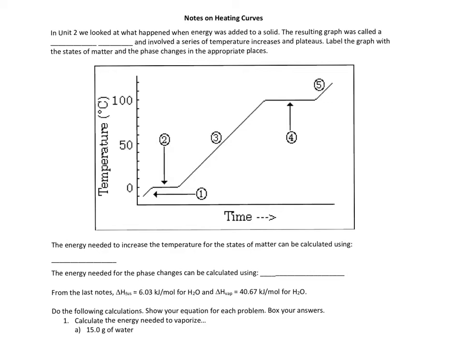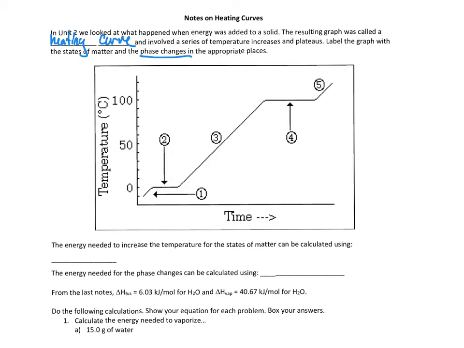So this diagram you've actually seen before. You saw it in Unit 2, and this is something that is called a heating curve. And if you'll remember, we looked at this when we were talking about the different states of matter and phase changes. And we know that we can get matter to change from one state to another by adding or removing heat. So that's how it relates to what we're doing right now.